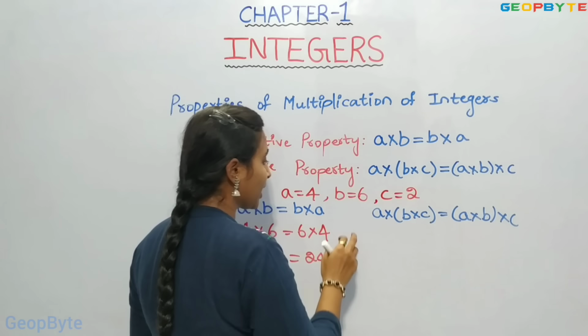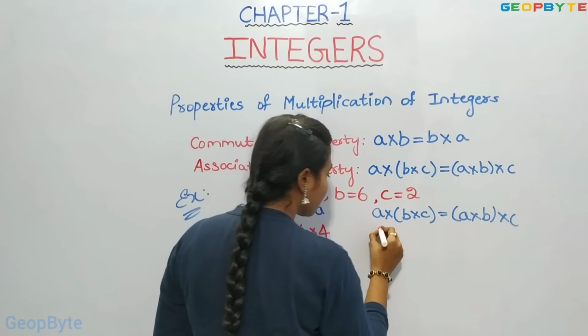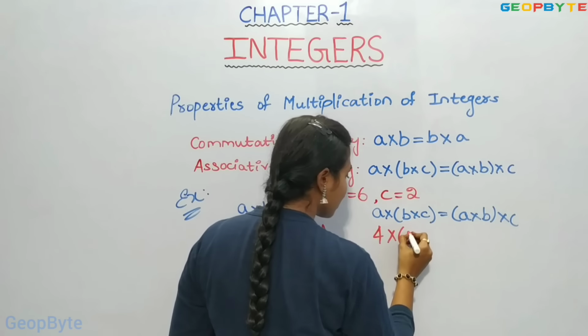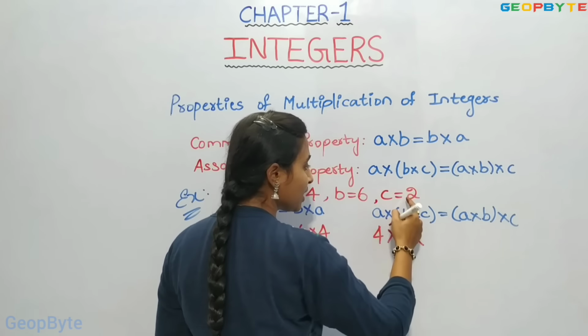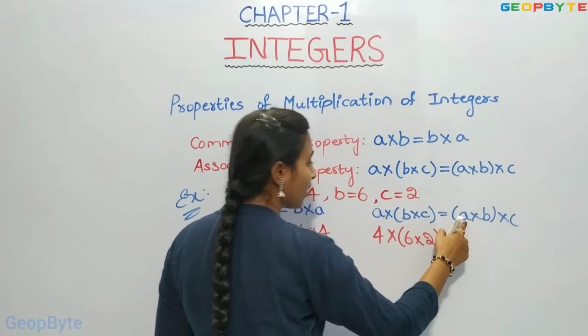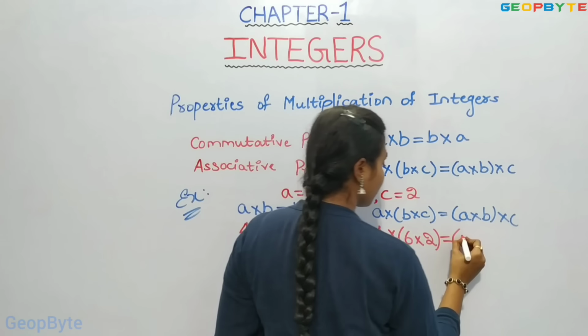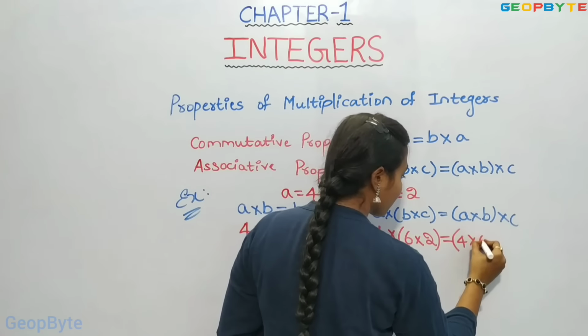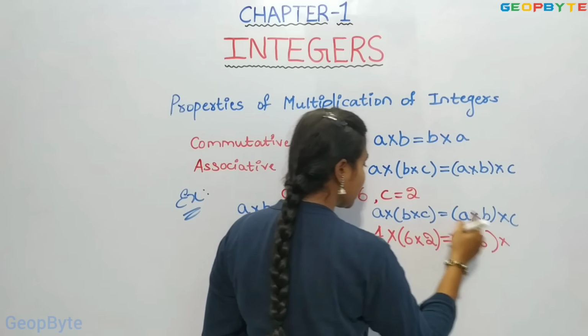Now let us write A is 4, B is 6, C is 2 is equal to we have A as 4, B as 6 into C as 2.